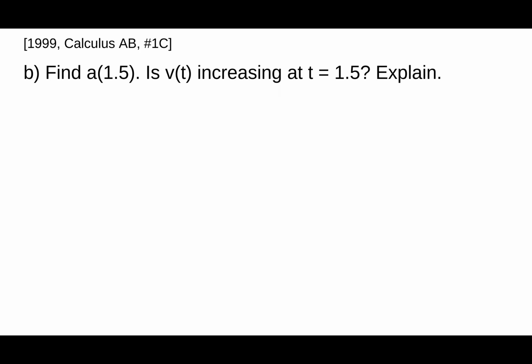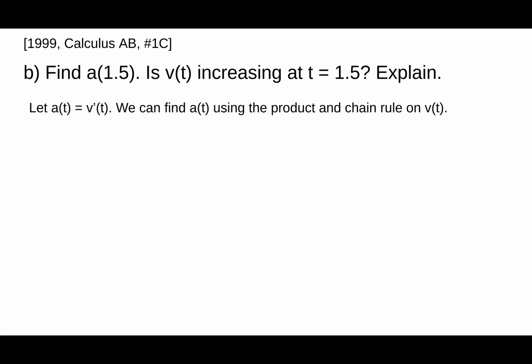In part B, we are asked to find the acceleration at t equals 1.5 and to determine if v of t is increasing at t equals 1.5 with an explanation. So first, let a of t be v prime of t. You may have to declare that, otherwise what is a of t? So I think you have to define ahead of time that a of t is v prime of t if you're going to use v prime to determine a of 1.5.